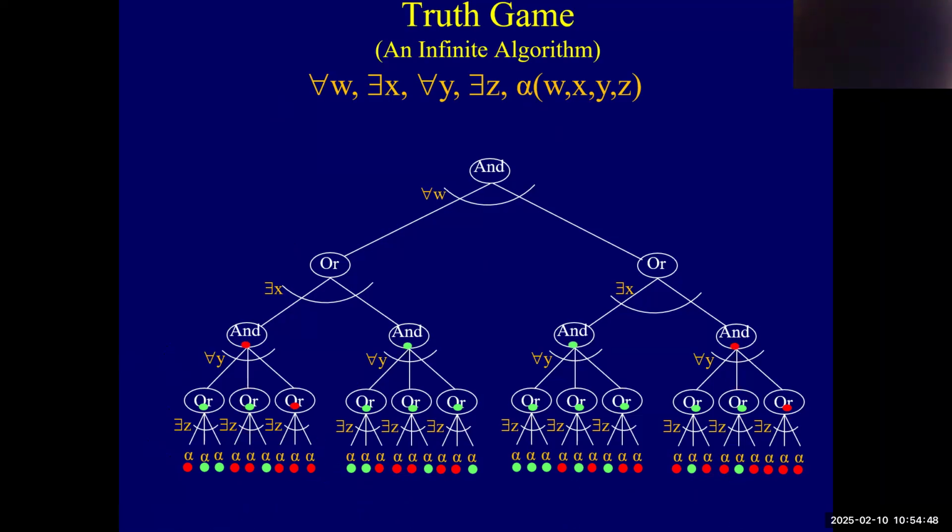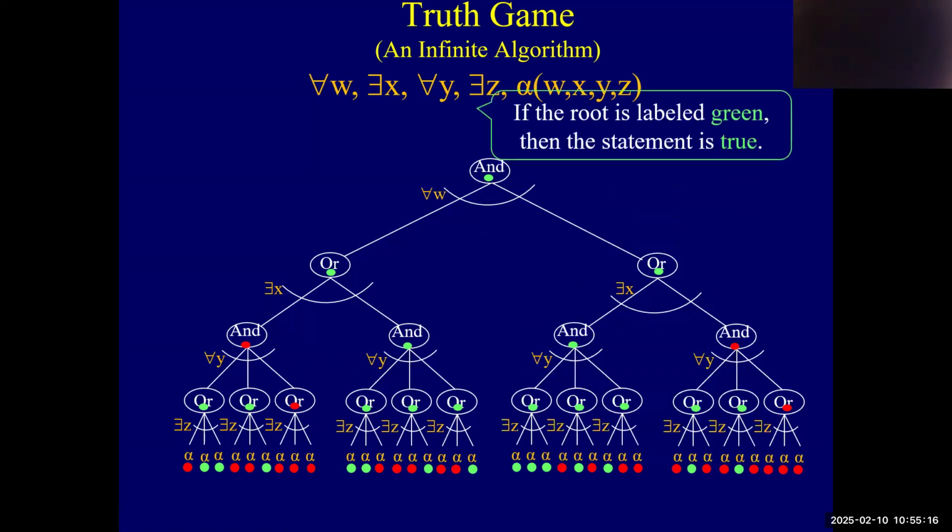And the AND is we do an AND of them. So are they all green? No, this one here they're all green, but here they're not. And then those values percolate up. Everybody see that? This is just a circuit turned upside down. We're just evaluating this thing. And then if the root is labeled green, then it's true.